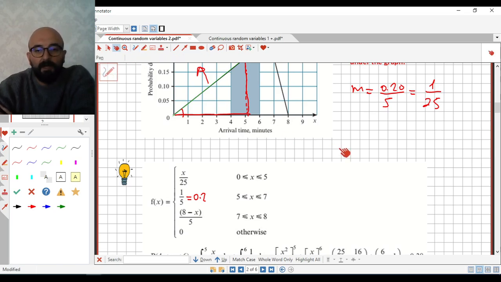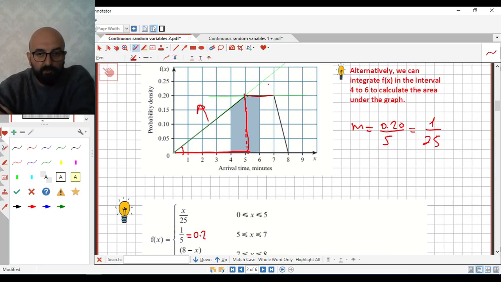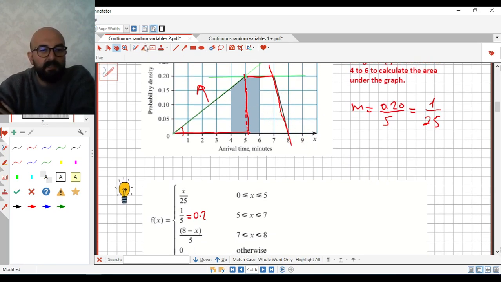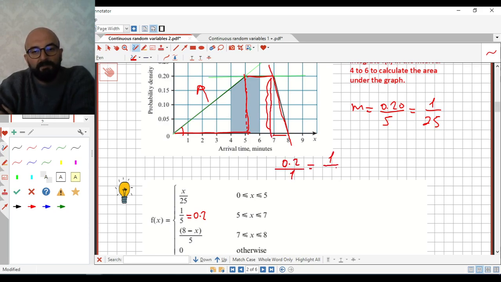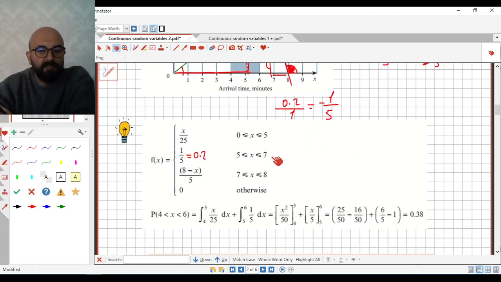And the other one, but we don't need this line equation, but this gradient is 0.2 over 1, it becomes 1 over 5, but we have a range, so it should be minus. So this line equation is (8 minus x) over 5 when x is greater than 7, less than 8.